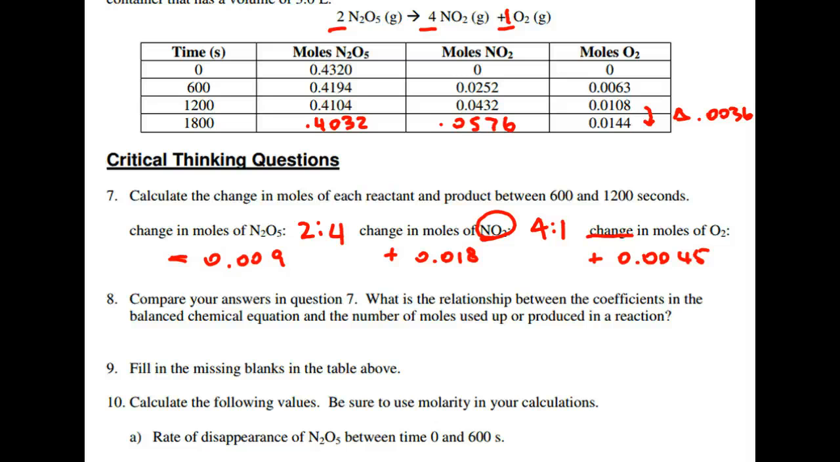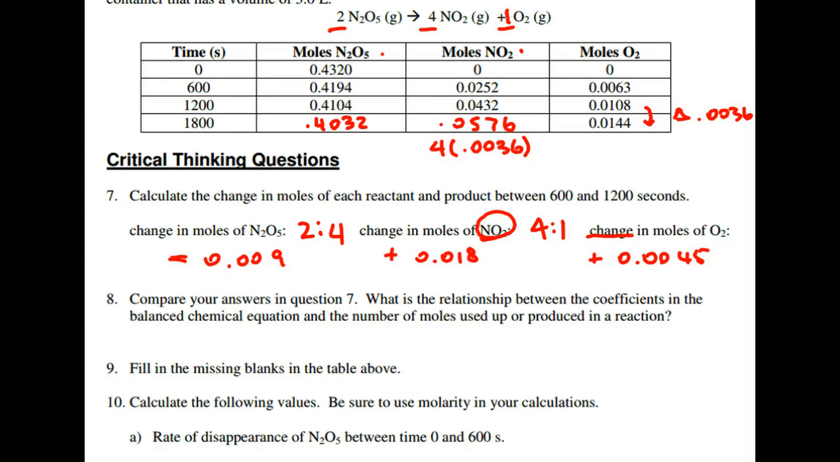Now if the change between O2 with those 2 seconds is 0.0036, then there has to be an equal factor in terms of the change of NO2 and the change of N2O5. So the factor here is 4 times. So NO2 is 4 times as much as O2, so it would be 4 times 0.0036, and that would give you the change. So now you have to remember that NO2 is a product, meaning that it is going up.